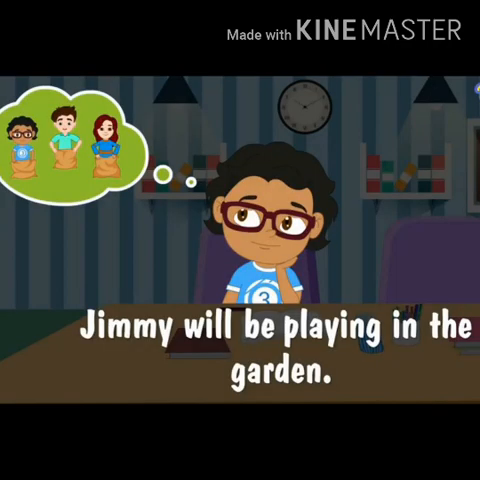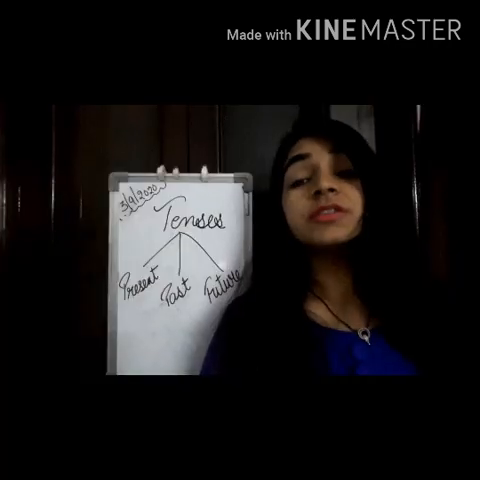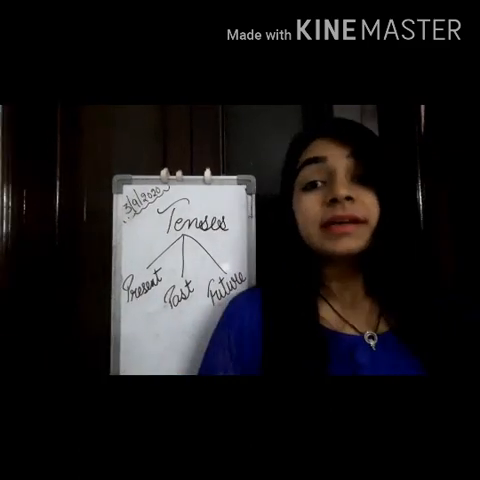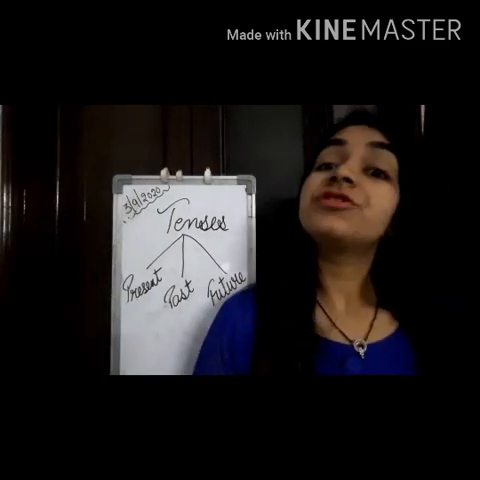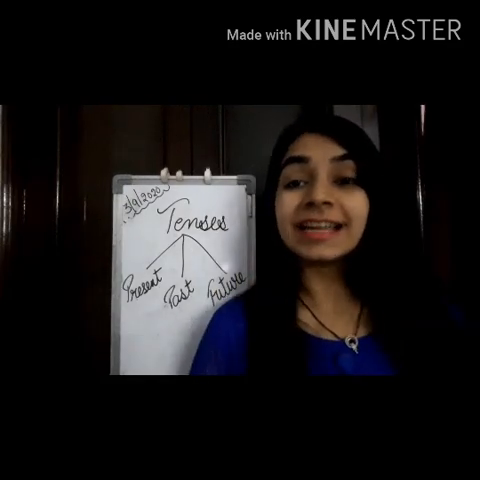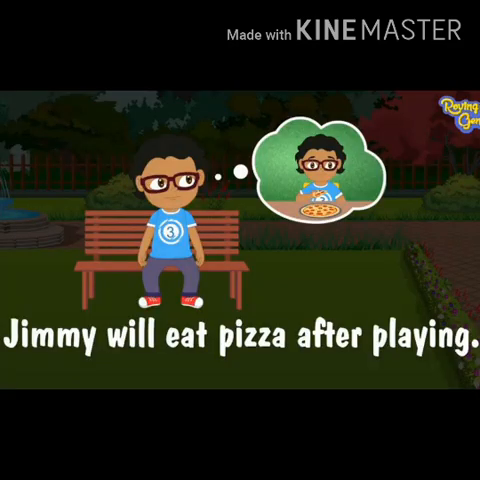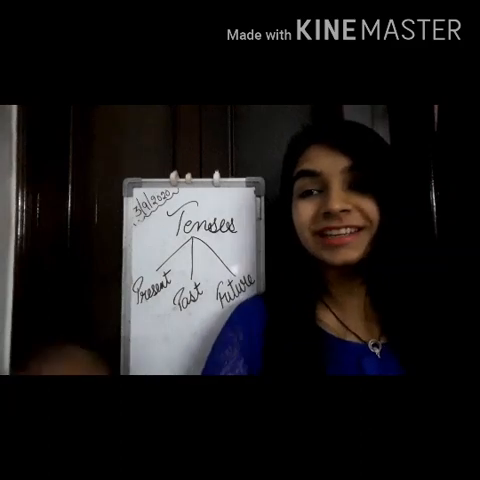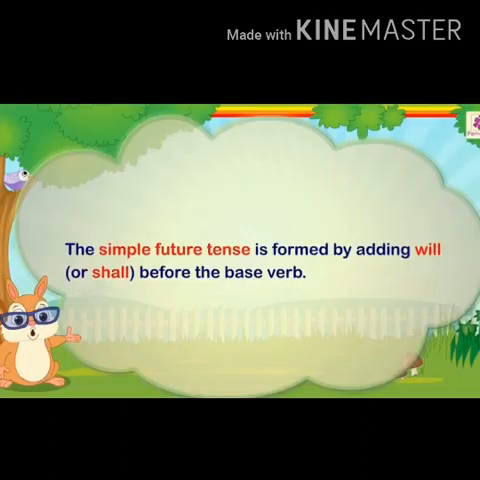For example, Jimmy will be playing in the garden. So here Jimmy is thinking about an action that will happen in near future. And then again after it Jimmy is thinking that Jimmy will eat pizza after playing. Seems a very special day of Jimmy. So simple future tense is formed by adding will or shall before the base verb.